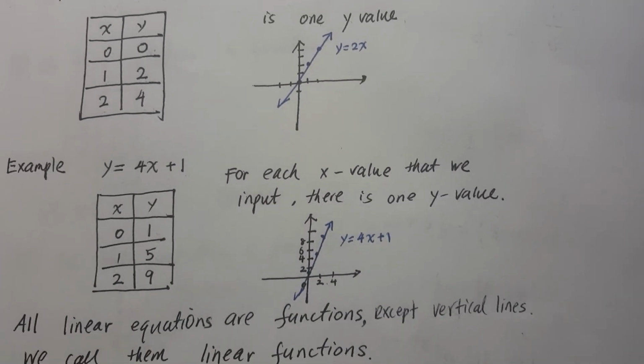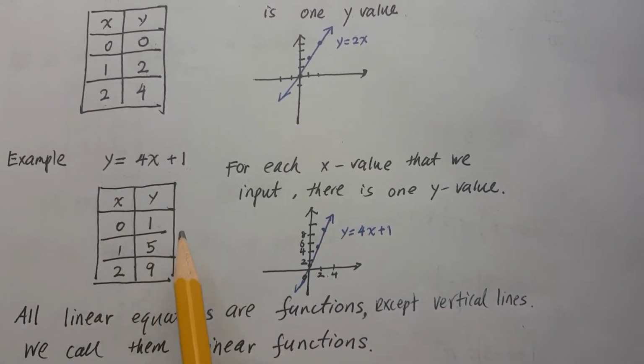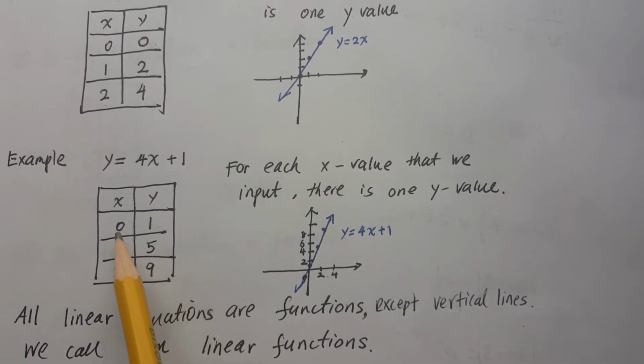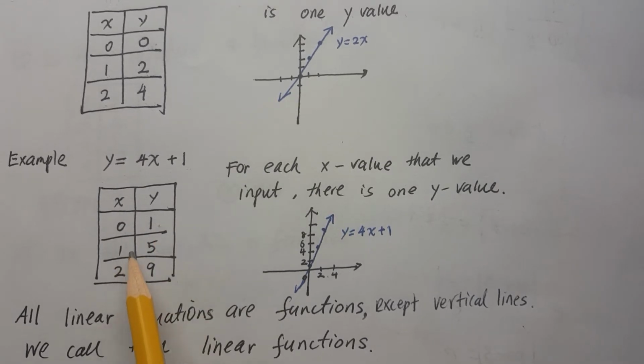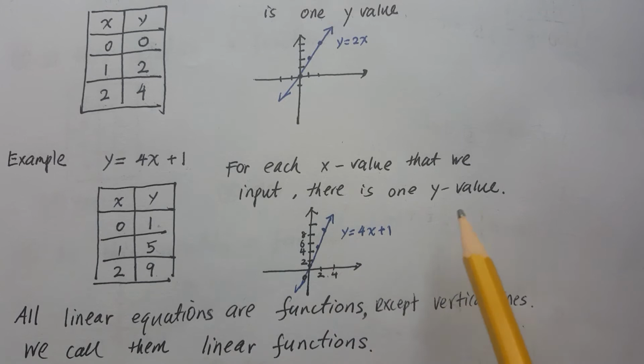Now let's take a look at the next example. Y equals 4x plus 1. So we can represent this in a table or in a graph. So there are three different ways to represent the same thing, y equals 4x plus 1. So let's take a look at the table. When x equals 0, we get y equals 1. When x equals 1, we get y equals 5. When x equals 2, y equals 9. So for each x value, there's only one matching y value. For each x value that we input, there is one y value. So therefore, this line, y equals 4x plus 1, is a function.